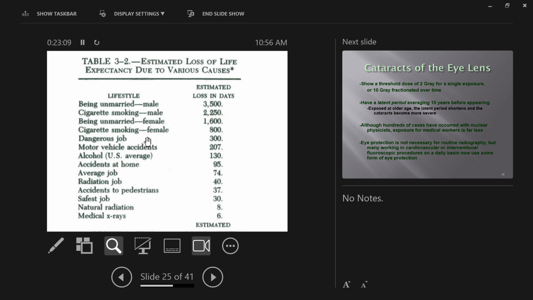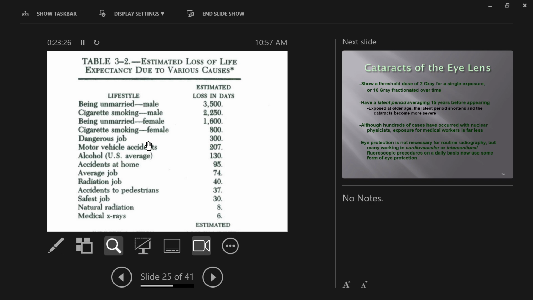And then it drops off pretty significantly after those first four kind of interesting ones about being unmarried and smoking. So the two most risky things you could do based on this study are not being married and smoking. Okay, so if you're an unmarried smoker, then add those two things up, right?